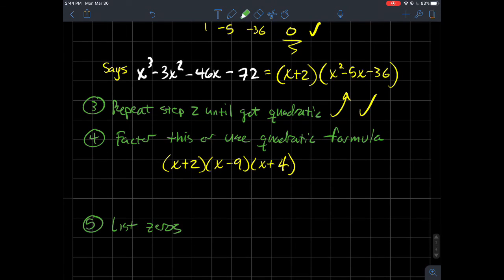Now, if you're asked to find the zeros, you can read them all from here. The first one says negative 2 is a 0, the middle one says 9 is a 0, and the last one says negative 4 is a 0.